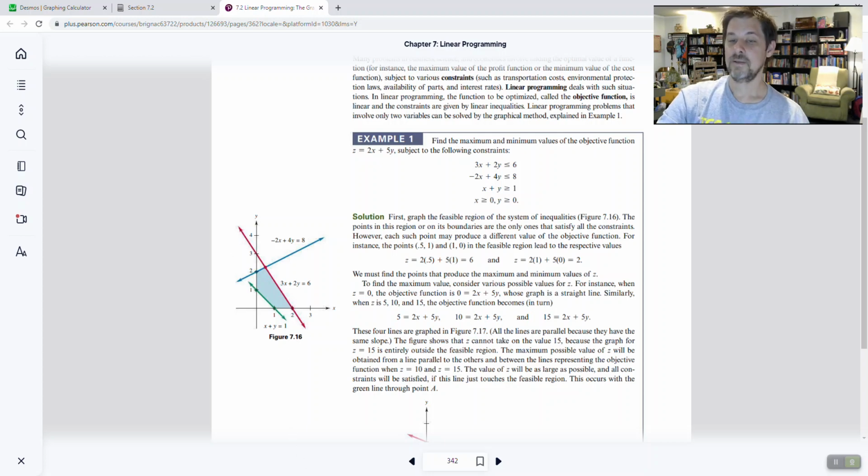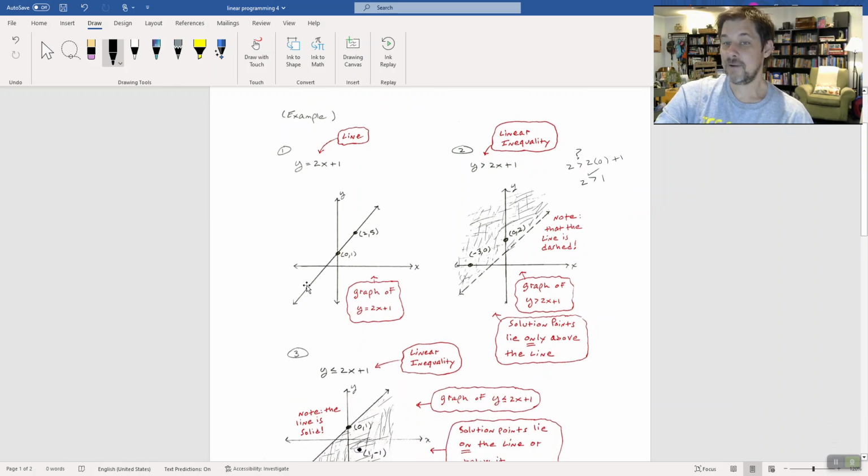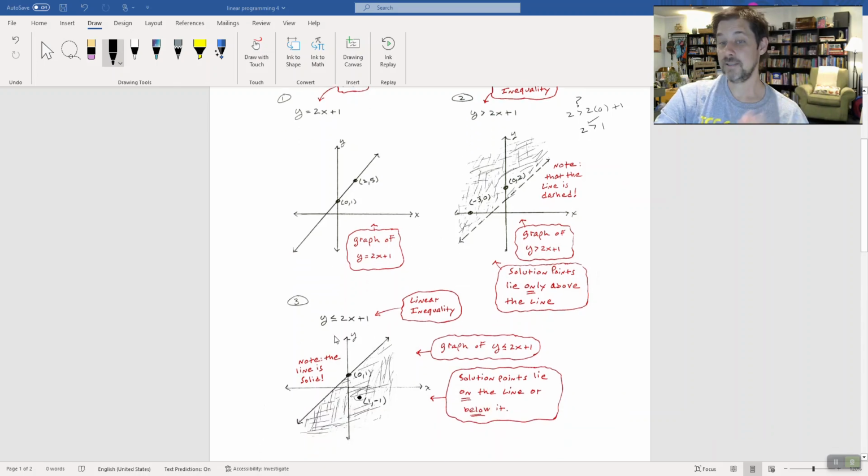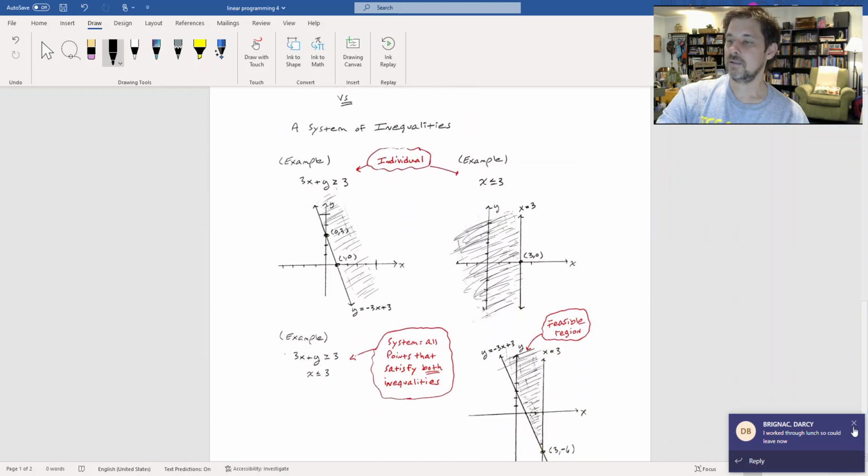Okay, so in graphing linear inequalities, it's really just a matter of graphing a line and then looking at the inequality and figuring out, well, am I looking at the points above the line or below it? Y is greater than means above, y is less than means below. Okay, all right, so let's look at this.